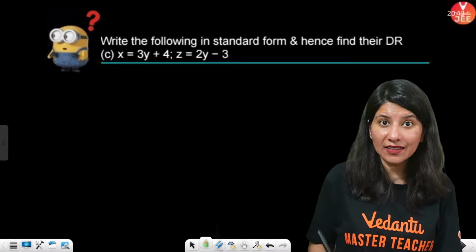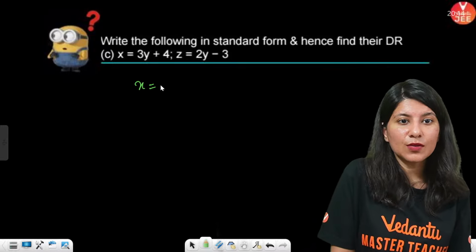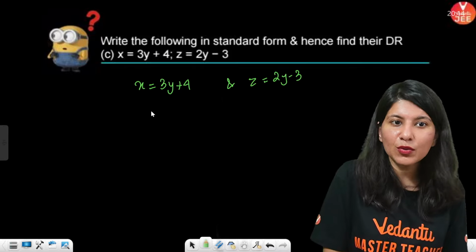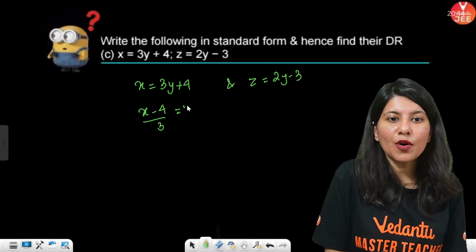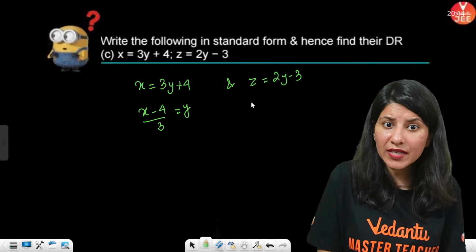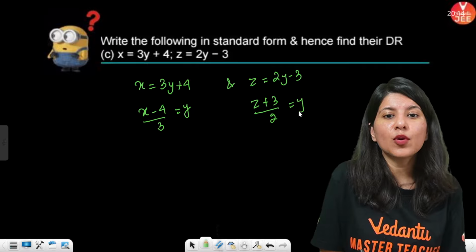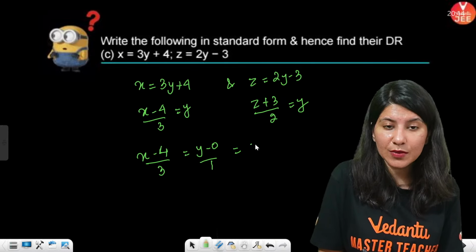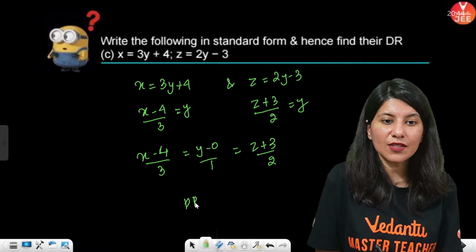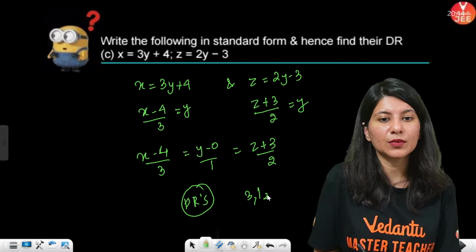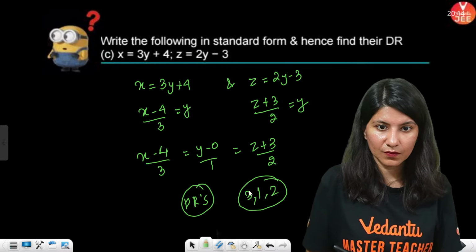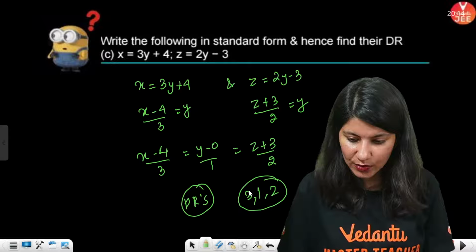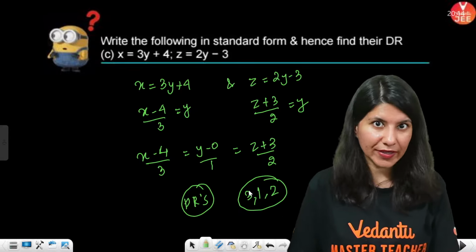And now the third line, now you know the drill. x equals 3y plus 4 and z equals 2y minus 3. So what you have to do is, again, calculate the value of y from here and the value of y from here, and just equate. x minus 4 by 3 equals y minus 0 upon 1 equals z plus 3 by 2. So now the DRs of the third line will be 3, 1, 2. Okay. All right. Clear? Any doubts? Any confusion? Okay.